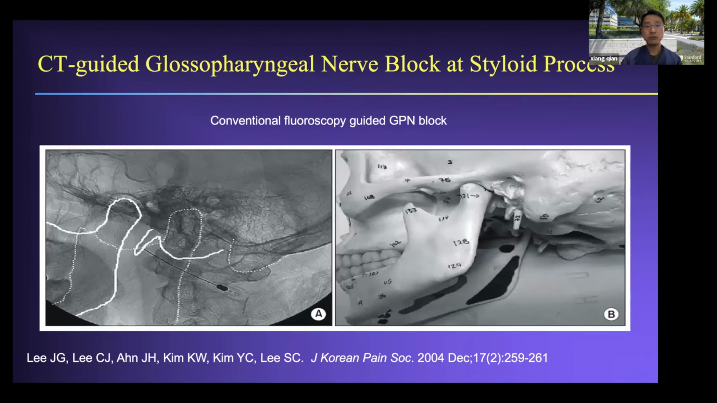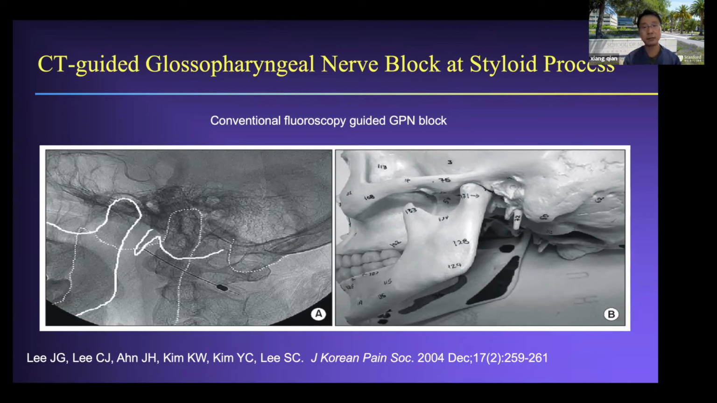Okay, so now we're going to move gears to the glossopharyngeal nerve block. Conventionally, you do X-ray at the base of the skull and try to find the styloid process. You hit the styloid process, then move the needle behind it, do electrostimulation to confirm the glossopharyngeal nerve, and then do the ablation. However, it's incredibly difficult to do this under fluoroscopy. Unless you have Eagle syndrome, the styloid process is very small and very difficult to see.